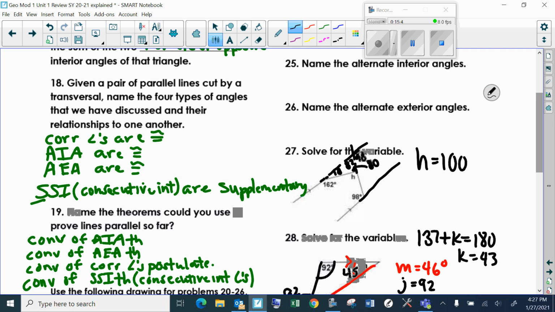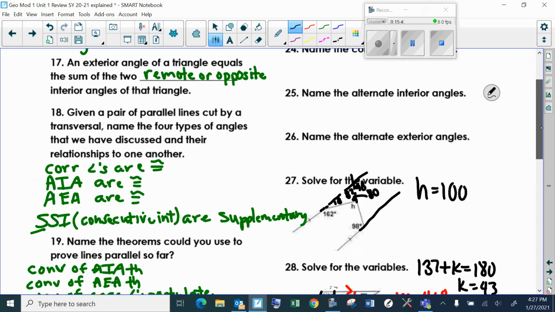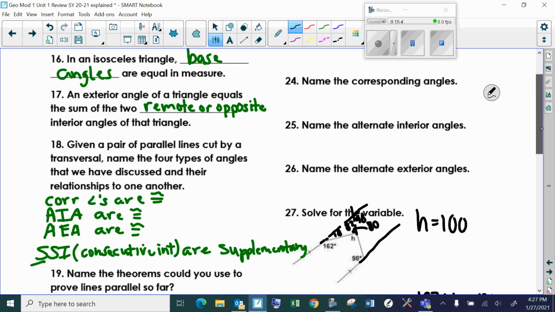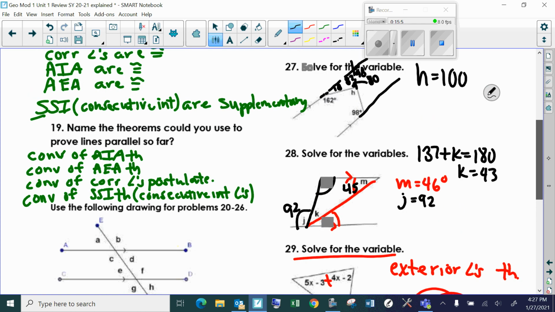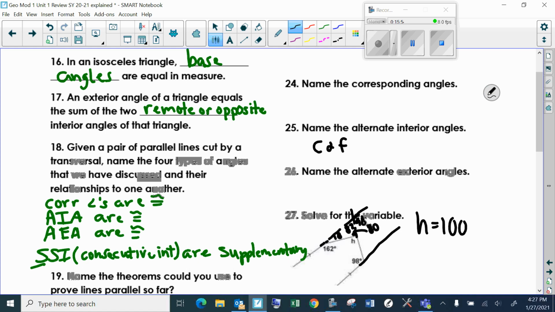Okay, so you got now your linear pairs, alternate interior angles, on that, extending them. Oops, we got to go back and answer these ones. Corresponding angles, alternate interior angles. C and F, D and E.